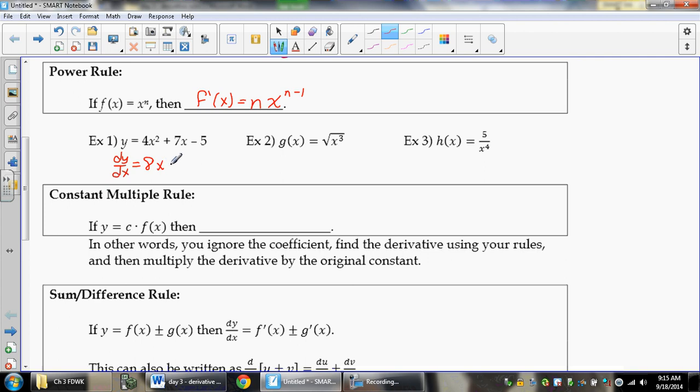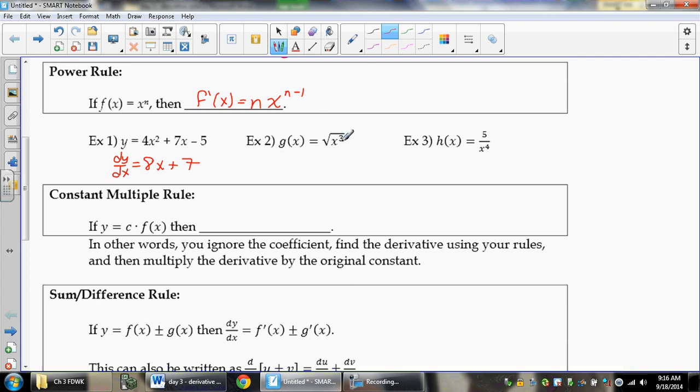X to the first, 7x to the first. Bring down the 1, reduce that to a 0. Well, x to the 0 is 1, so the derivative of 7x is just 7. And then minus the derivative of 5 would be like minus 0. So the derivative of 4x squared plus 7x minus 5 is 8x plus 7.